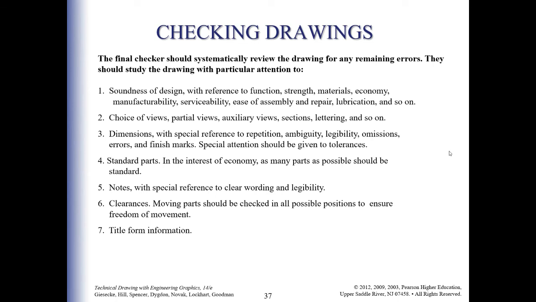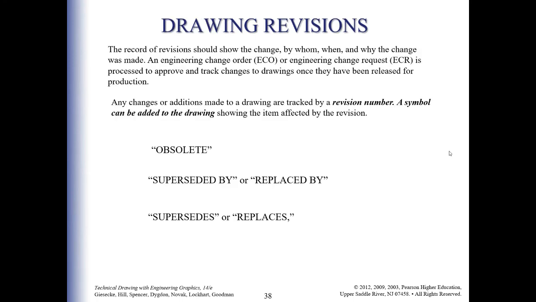And before you finalize your drawing, you must first check the drawing. The final check should systematically review all the remaining errors. The first errors to check should be the soundness of the design, the choice of the views, the views you wish to include, the dimensions with specific reference of repetition, the standard parts. If the interest is in economy, you must add the value or the currency, the notes specifically to refer to your drawing, the clearance or the tolerances, and the title block information.